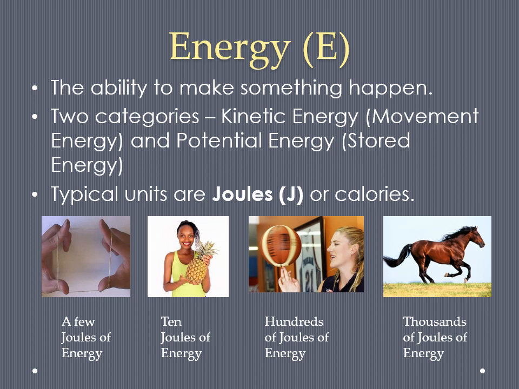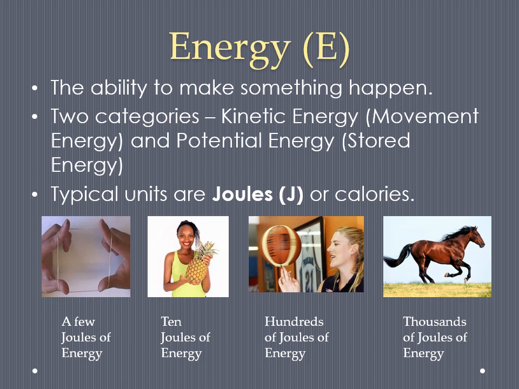Kinetic energy is any kind of energy that results from movement of objects or particles, and potential energy is any kind of energy that is stored up in objects or particles. No matter what kind of energy we're dealing with, we have the same units, which are the joule, which is a capital J. You may have also heard the units of calories. That's something that food energy is measured in, but you can convert back and forth between joules and calories.